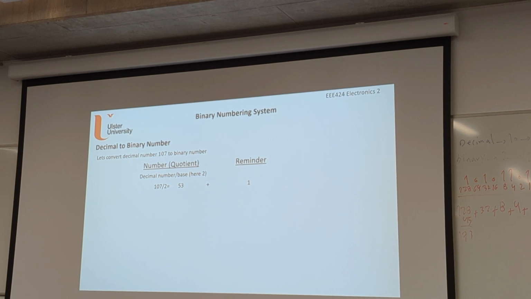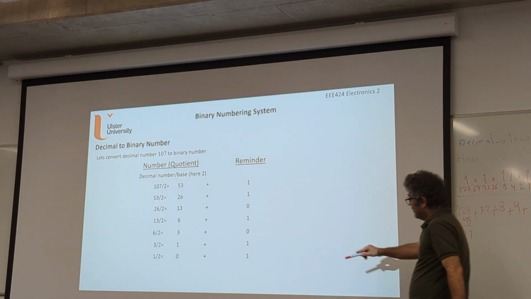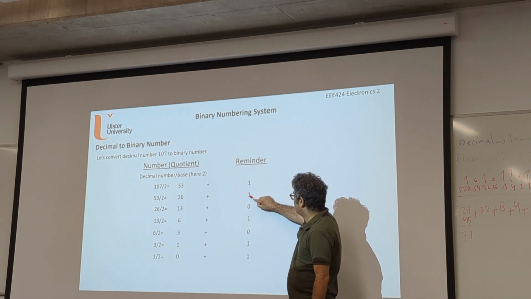107 over 2, 53 plus 1. 53 over 2, 26 plus 1. 26 over 2, 13 plus 0. 13 over 2, 6 plus 1. 6 over 2, 3 plus 0. 3 over 2, 1 plus 1. 1 over 2, 0. Yes, stop here and we have 1. So the answer would be 1, 1, 0, 1, 0, 1, 1.